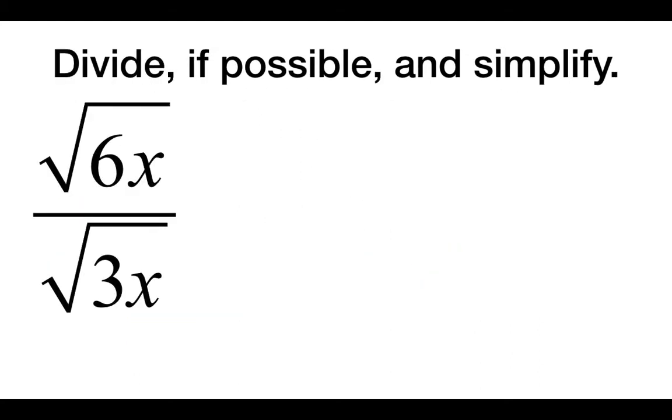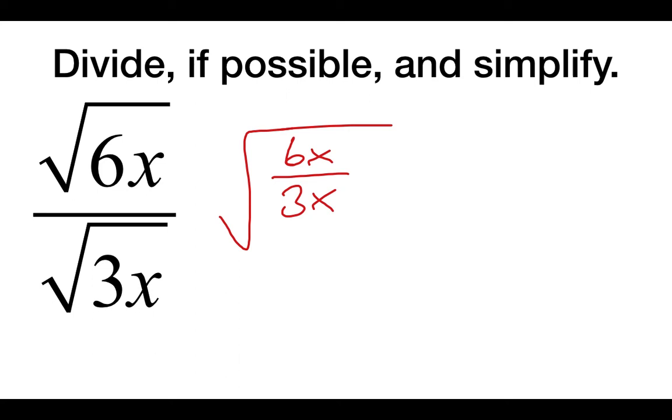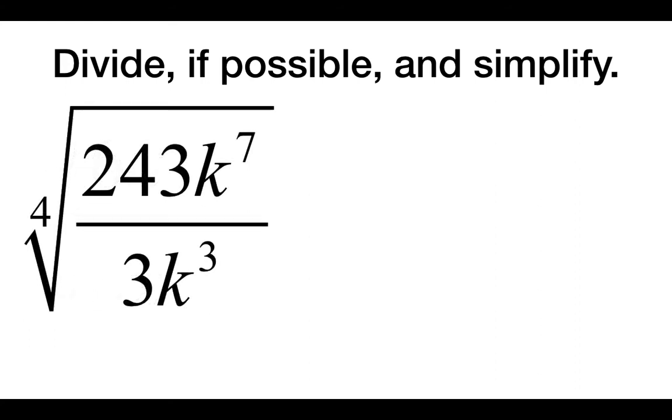Now we're going to try dividing. Because I can't simplify either of those, I'm going to just put them both inside 1. So 6x over 3x, well, the x's simplify. 6 divided by 3 is 2. So the square root of 2. Can't simplify beyond that.